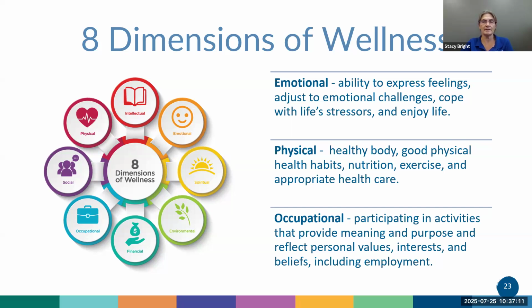A few ways that we can get there might be choosing things that make our body feel good, trimming back the things that bring us down. We can also feel better by creating a routine that balances activity with inactivity, that's manageable within our obligations and our needs. Our body is intelligent, and learning to listen to it more deeply may be very important and empowering. The occupational wellness dimension involves participating in activities that provide meaning and purpose and reflect personal values, interests, and beliefs, including employment.